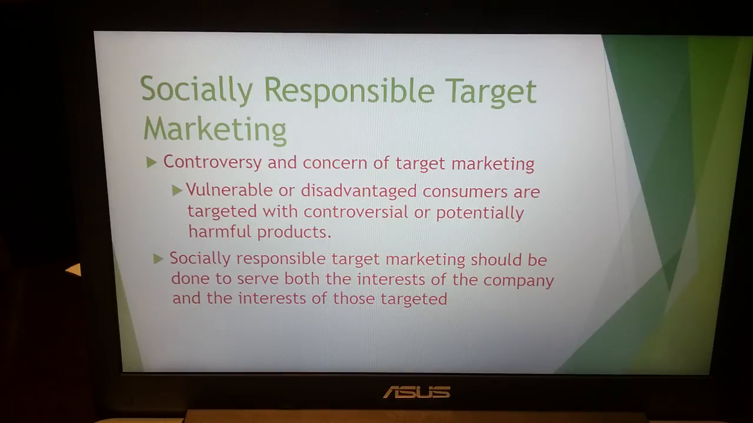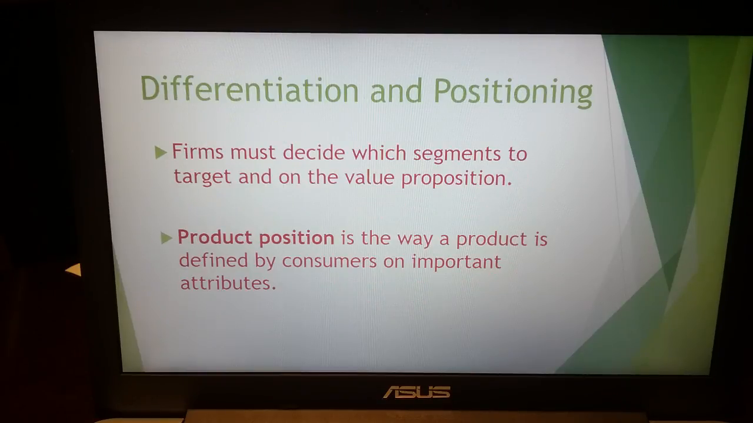So the next thing we want to talk about with strategy is the product itself. That's when we get into this whole idea of differentiation and positioning. So there's the product position, and it's how is the product defined by customers? How do customers think about your product? How do customers think about Subway versus McDonald's? How do people think about Starbucks versus Dunkin' Donuts versus Tim Hortons? So how is it defined? What's the position in the market?